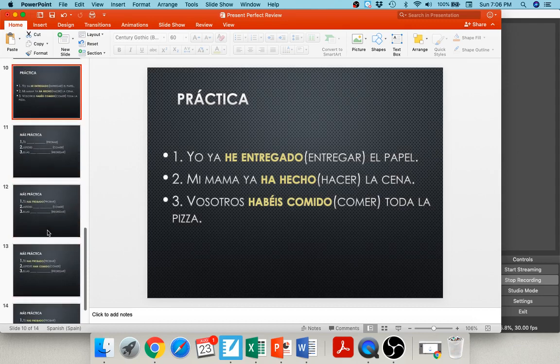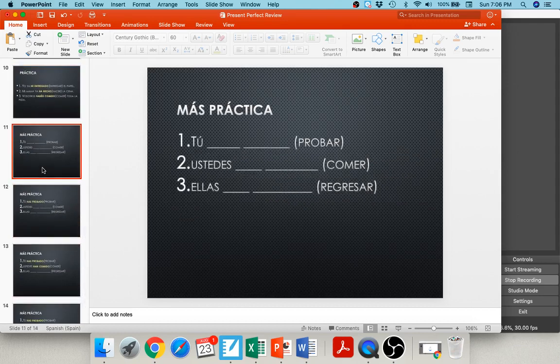All right, I have a few here for you to try that are very similar. It gives you a subject and a verb. I want you to practice conjugating these in the present perfect tense. Go ahead and pause your audio. When you're ready, you can unpause and give these a try.